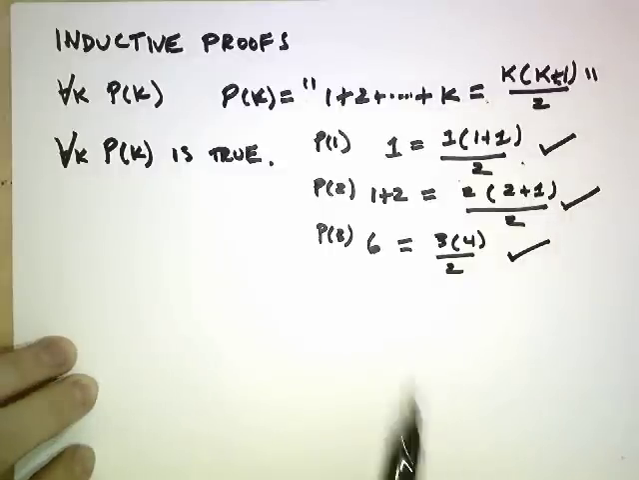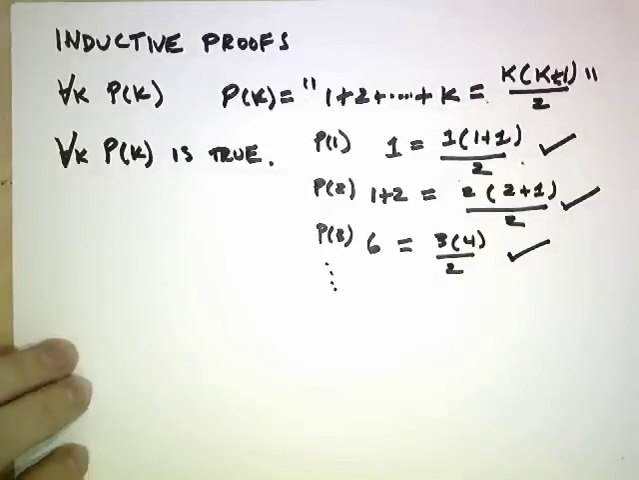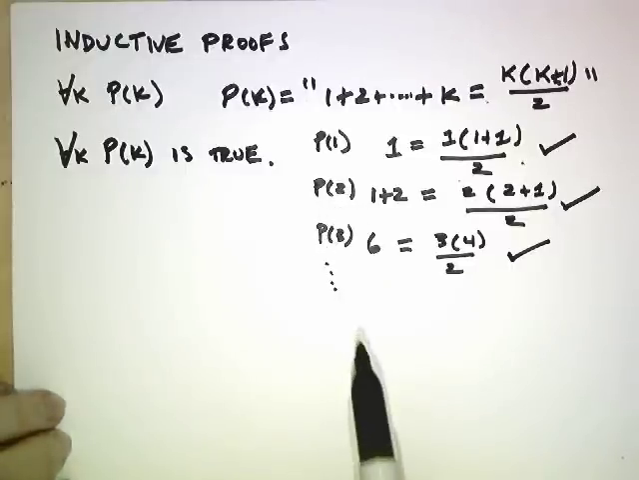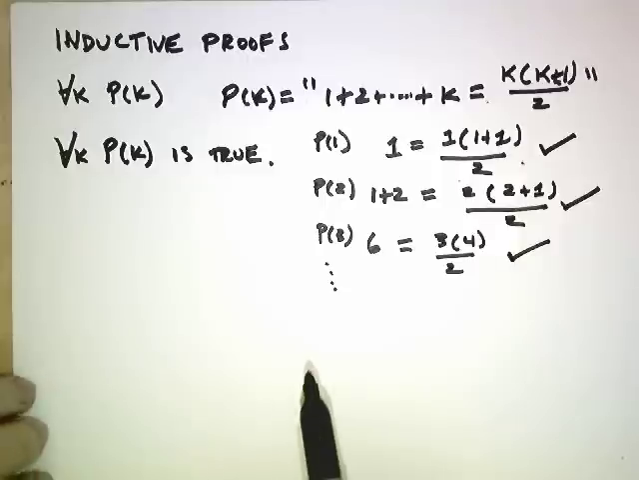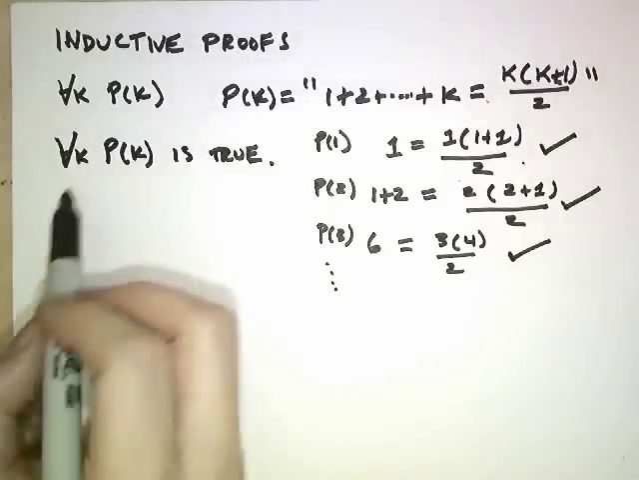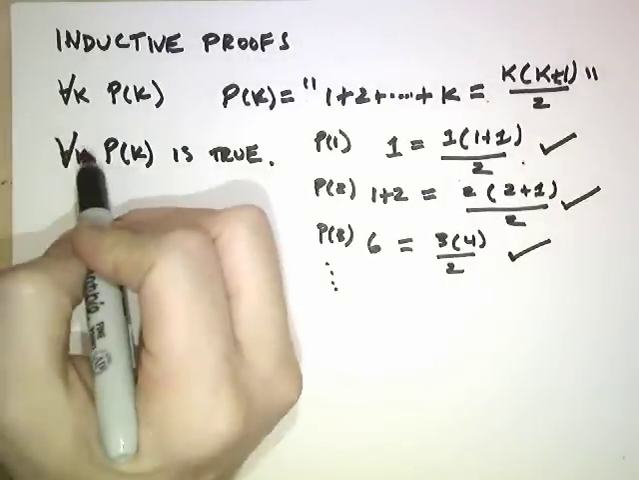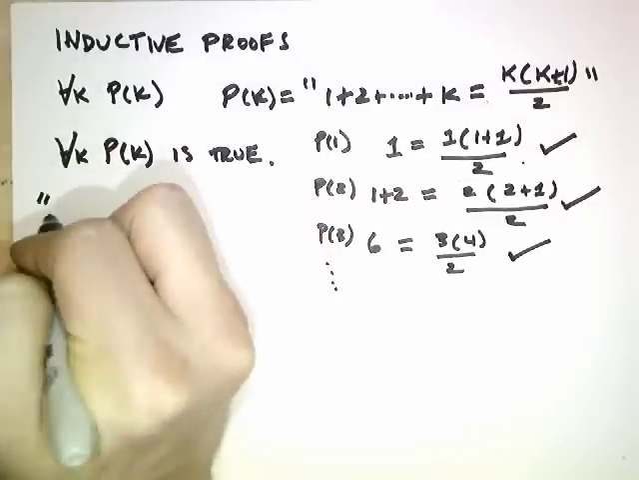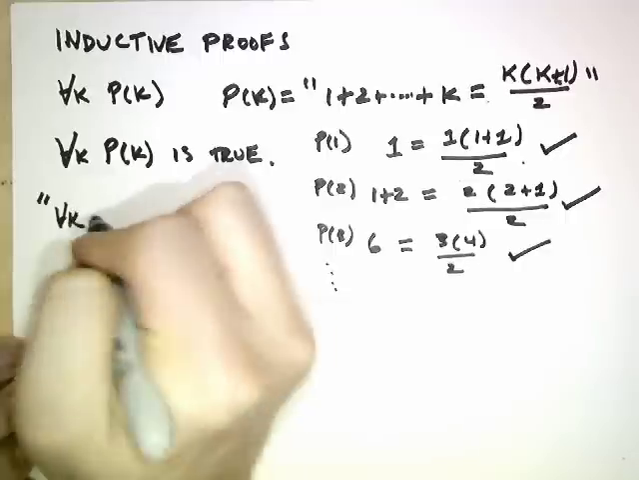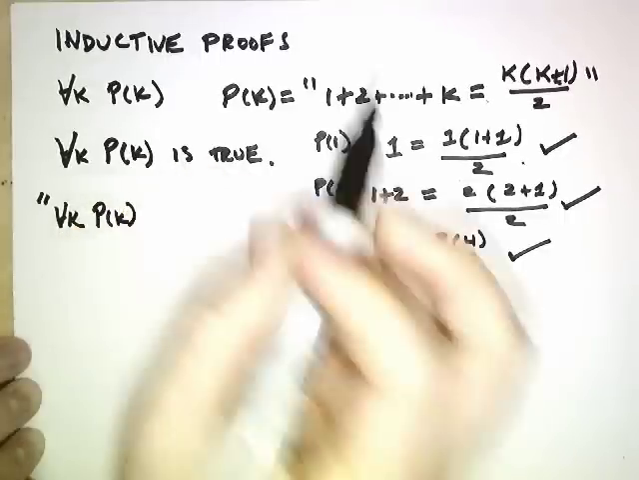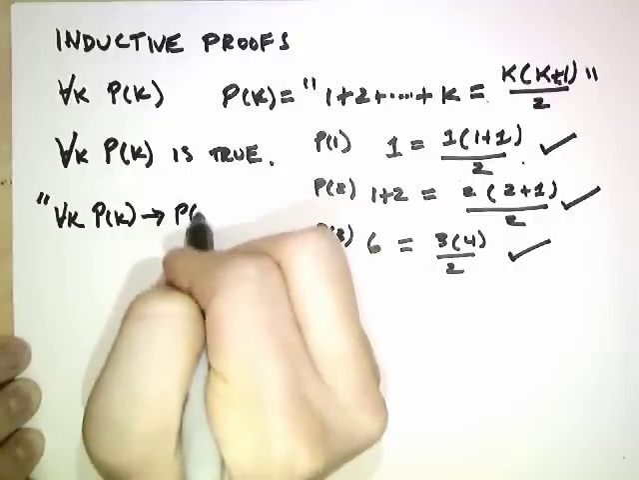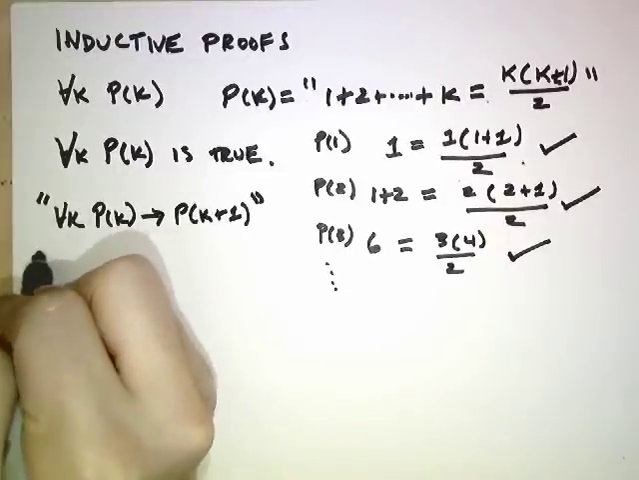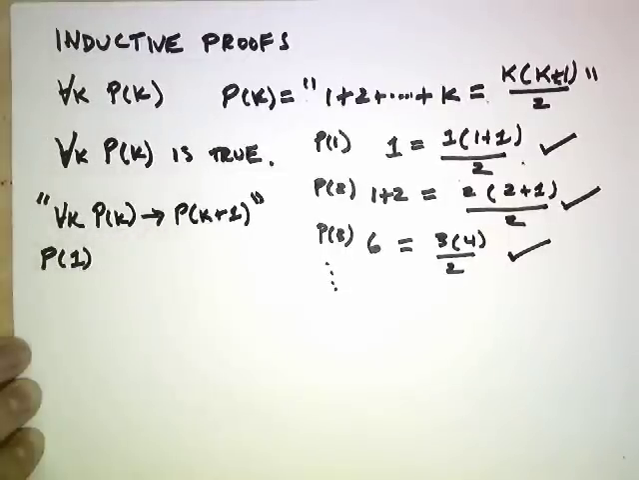Yes, it does. But I think you can see that this is not a good proof technique because there are an infinite number of cases. We'd have to check P of 1, P of 2, P of 3, P of 4, and so forth. So what do we do? Well, instead of trying to prove that for all k, P of k is true, we're going to prove the following statement. We're going to prove that for all k, P of k implies P of k plus 1. And then we'll also prove that P of 1 is true.